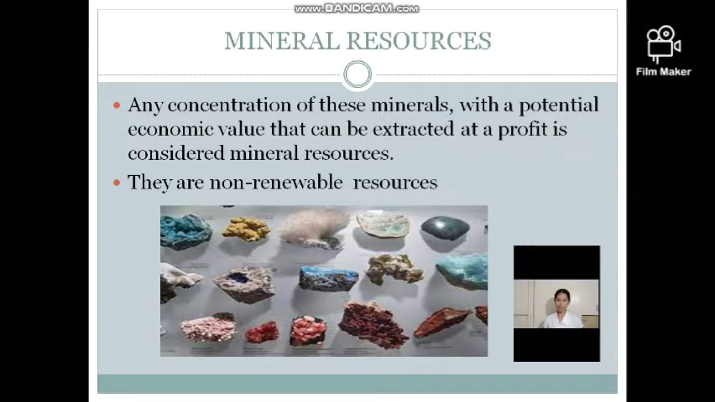And now, let's define what is a mineral resource. A mineral resource is any concentration of these minerals with a potential economic value that can be extracted at a profit. They are non-renewable resources. They are volumes enriched in one or more useful materials. Mineral resources are among the most important natural resources that determine a country's industrial and economic growth.